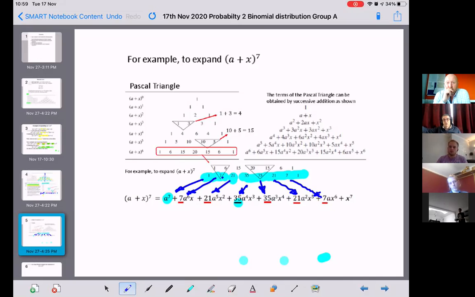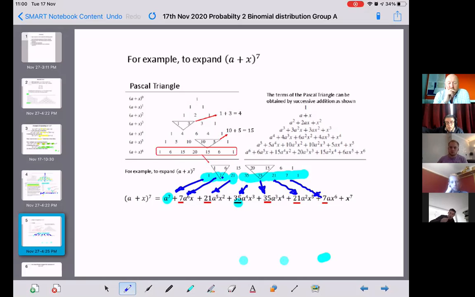Are you all happy with that explanation of how to use Pascal's triangle to develop an expression? Just a quick question. If you had (a + x) to the 8, the next row, what would be the middle number? It'd be like 70 a something x. What would be the a and the x on that?